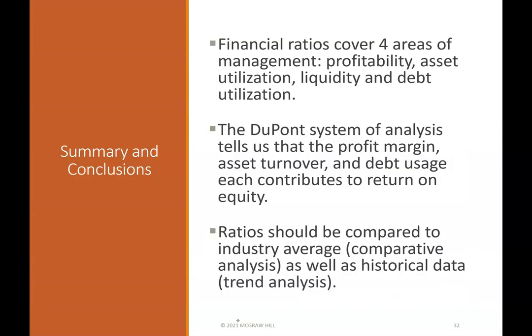Summary and conclusions. Financial ratios cover 4 areas of management: profitability, asset utilization, liquidity, and debt utilization. The DuPont system of analysis tells us that the profit margin, asset turnover, and debt usage each contribute to the return on equity. Ratios should be compared to industry average, comparative analysis, as well as historical data, trend analysis.